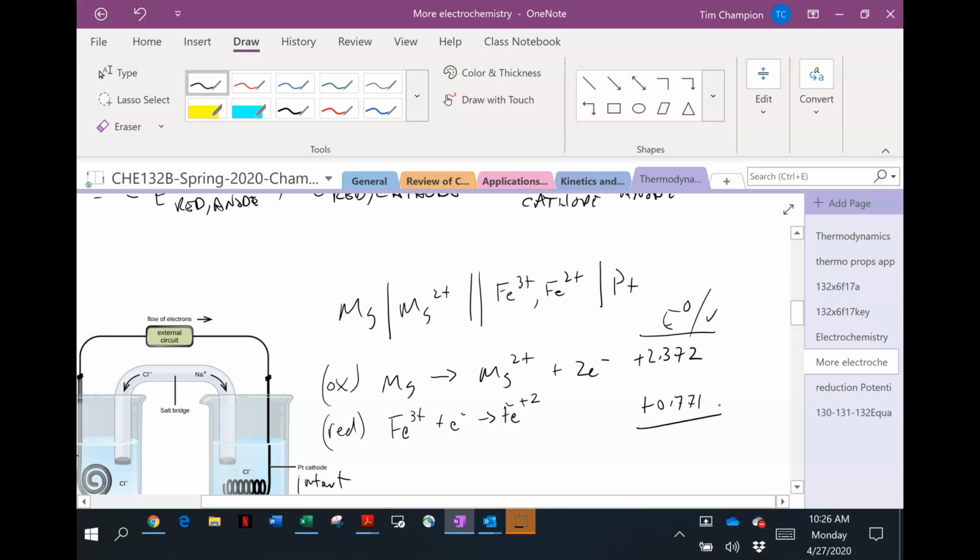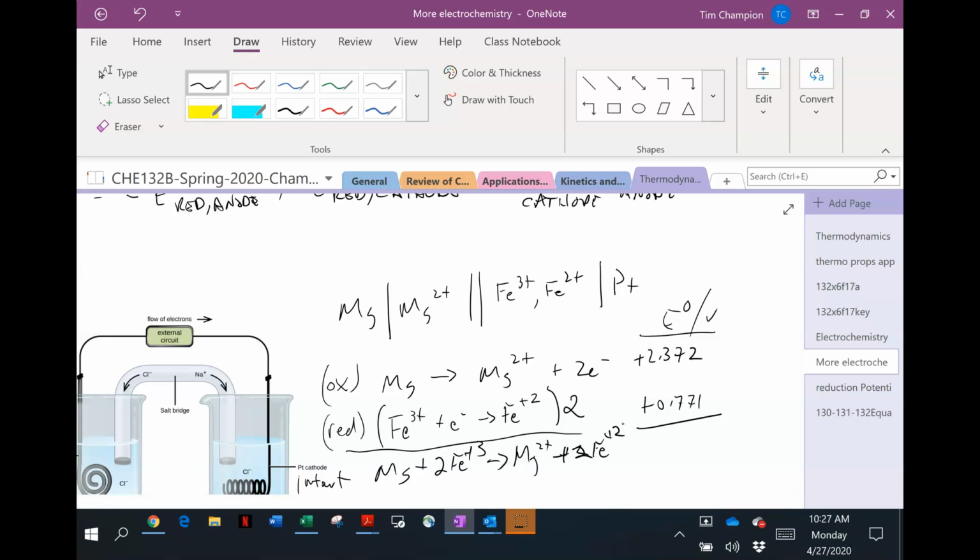So our overall reaction potential, remember, even though we have to double the second reaction to get the electrons to be equal to each other, the reaction is Mg plus 2Fe3+ plus the 2 electrons that cancel out, going to Mg2+ plus 2Fe2+. In electrochemistry, we don't multiply those half reaction potentials by whatever number we multiply there. We just simply do the addition.